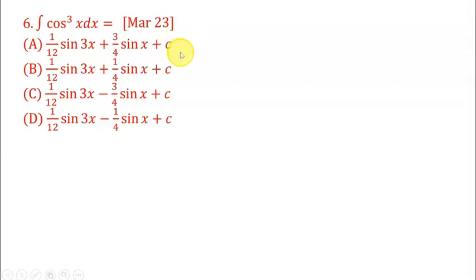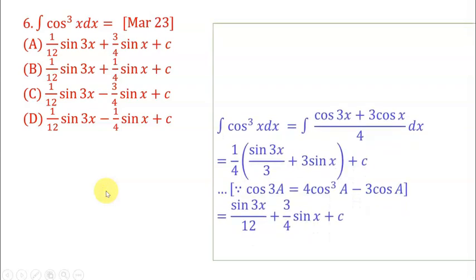Okay, and here the options are: option A is 1 upon 12 sine of 3x plus 3 by 4 sine x plus c. B is 1 upon 12 sine of 3x plus 1 by 4 sine x plus c. C is 1 upon 12 sine of 3x minus 3 by 4 sine x plus c. And D is 1 upon 12 sine of 3x minus 1 by 4 sine x plus c. Now here you must know the formula of cos cube x. Okay. Now what is the formula for cos cube x?